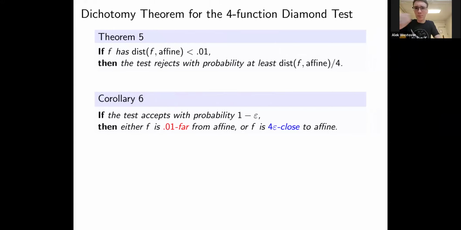Okay? And before we prove it, let me just comment. The reason I call this the dichotomy theorem is that what it's telling you is if the test passes with good probability, then either f is very close to affine or very far. And later we're going to show how to get rid of this very far possibility.